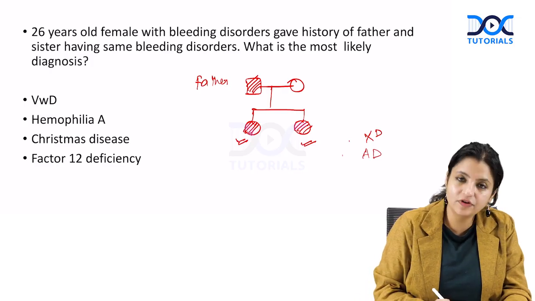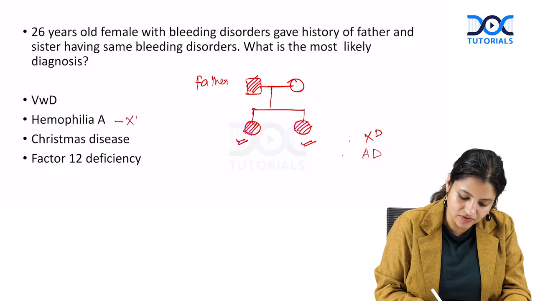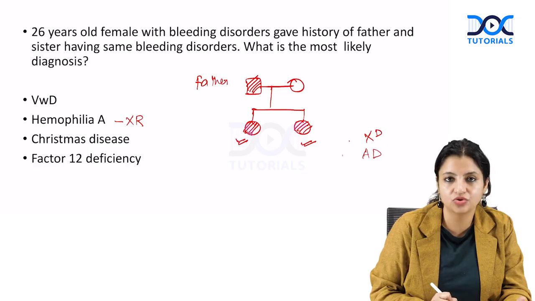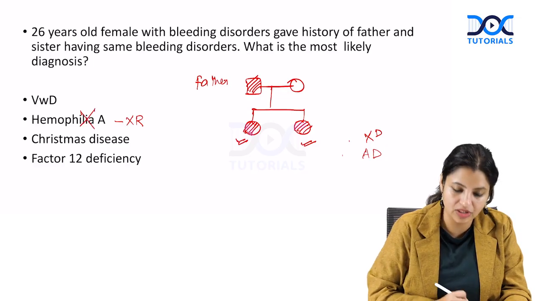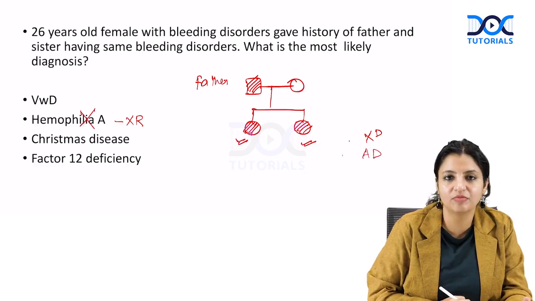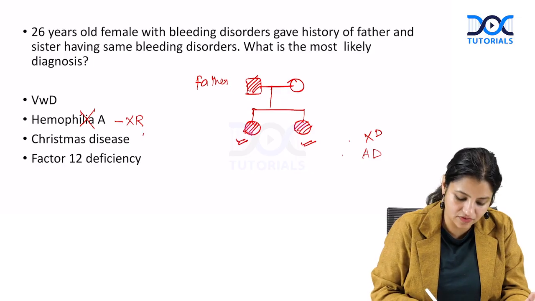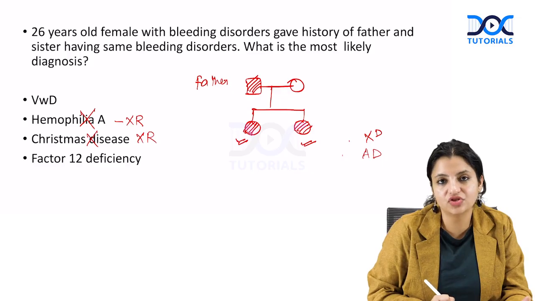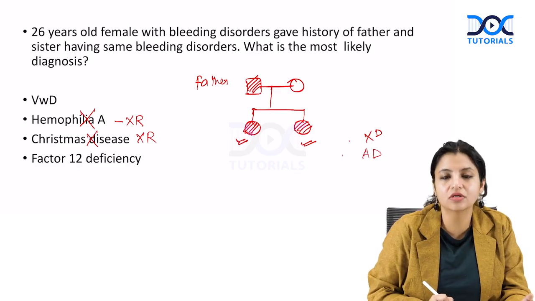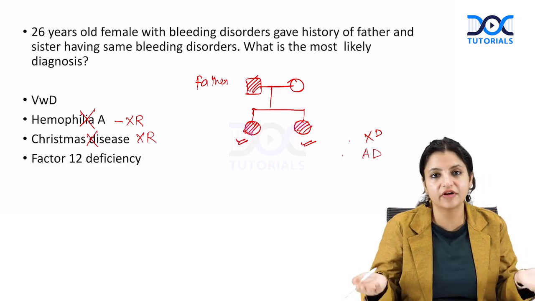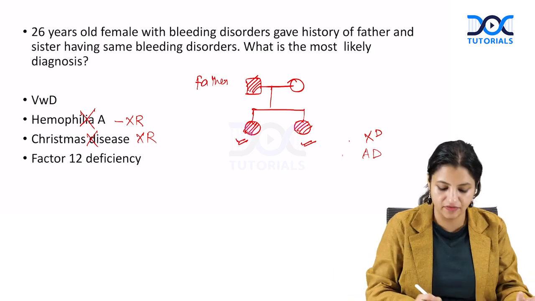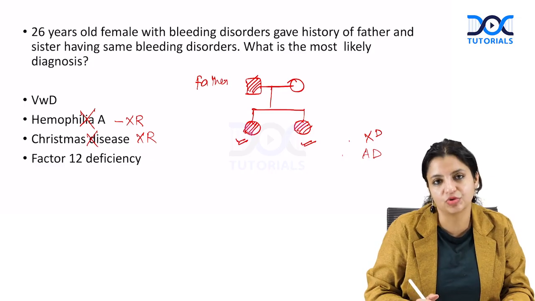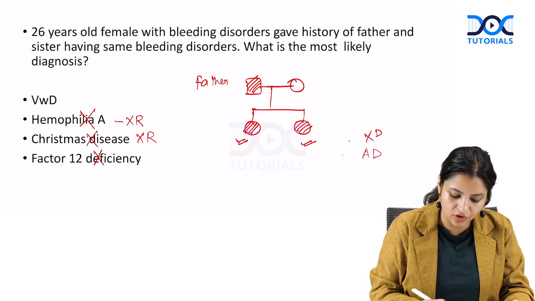Okay, so hemophilia A is an X-linked recessive disorder. When it is an X-linked recessive disorder, the females should not be affected. So this is out. Christmas disease is hemophilia B. Again, it is an X-linked recessive disorder, so females should not be showing the disease. Factor 12 deficiency is an autosomal recessive disorder. So it should not be that the father is affected and the daughters are also getting affected. Two of the daughters at least are getting affected, 50% of the progeny is getting affected. Again, it doesn't fall into this rule.